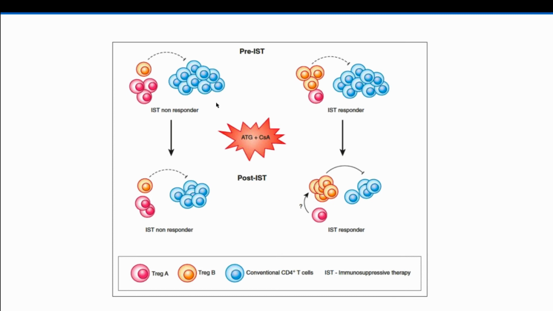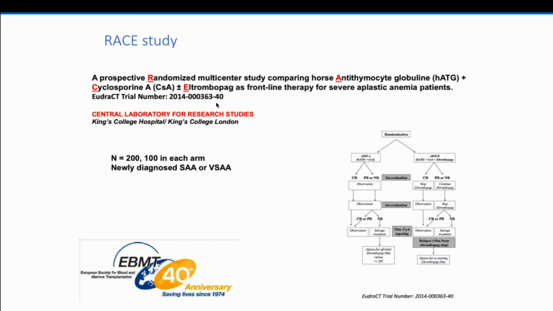To have a better understanding of these Tregs, and whether in a larger cohort of patients we can use this signature to predict response to therapy, there is a clinical trial called the RACE trial, for which King's College is the central research lab. We're receiving samples and recruiting about 200 patients, 100 in each arm. We are going to see whether this immune signature is useful for predicting response to therapy in these patients, and hopefully in future we may use it as a diagnostic test.